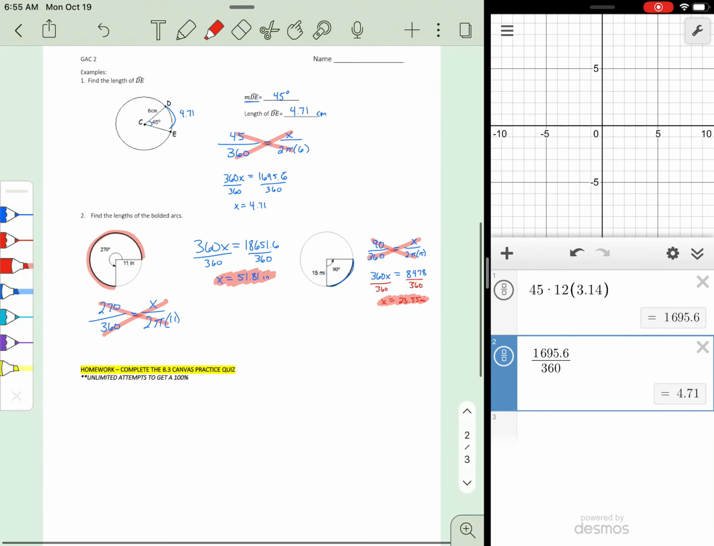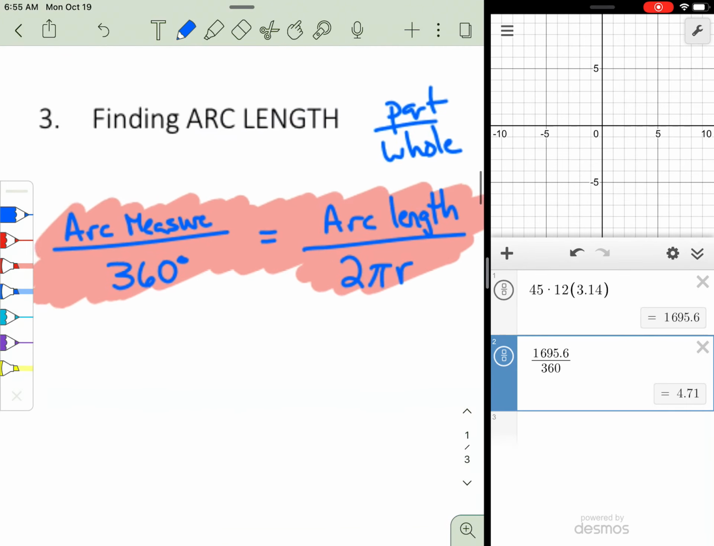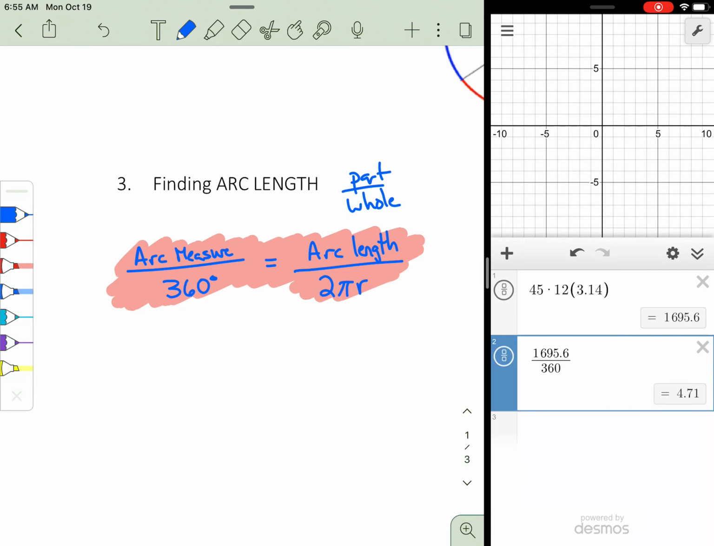All right, so your homework: go online and complete the 8.3 Canvas practice quiz. You have unlimited attempts to get 100%. Let me know if you have any questions. Remember to write down this proportion at the top of your paper or off to the side so you can use it for that Canvas quiz.